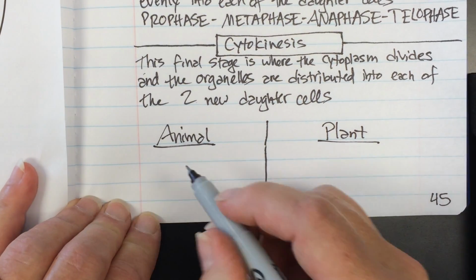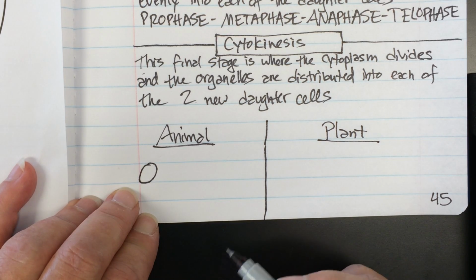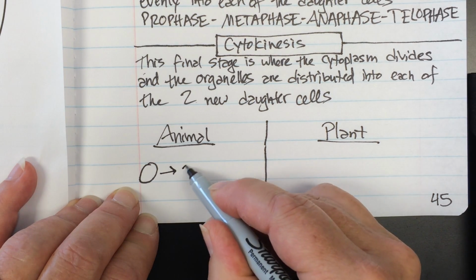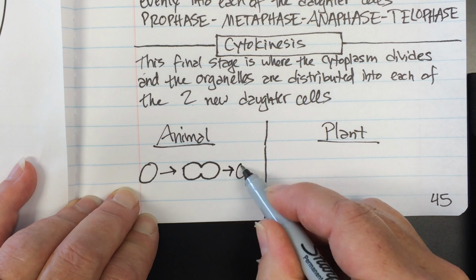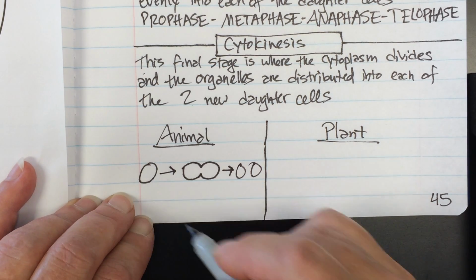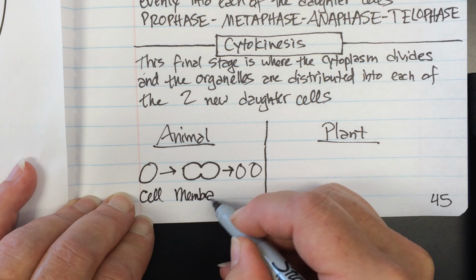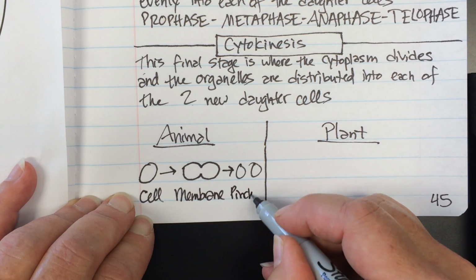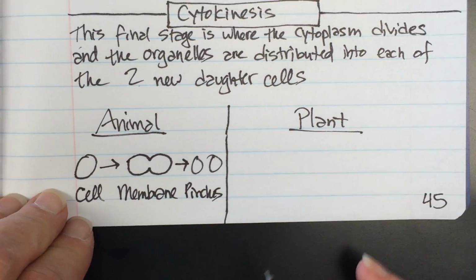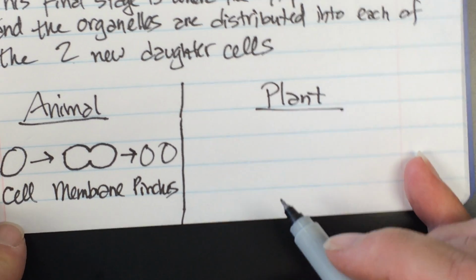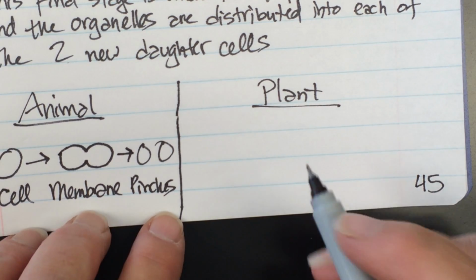In the animal cell, you start out, remember animals do not have a cell wall, so I'm going to draw it round. And what happens is the membrane just kind of pinches off. And it just pinches and pinches until you have two new daughter cells. So I'm just going to say cell membrane pinches. You can remember that because they don't have a cell wall, so it's really fluid, and they can do that.